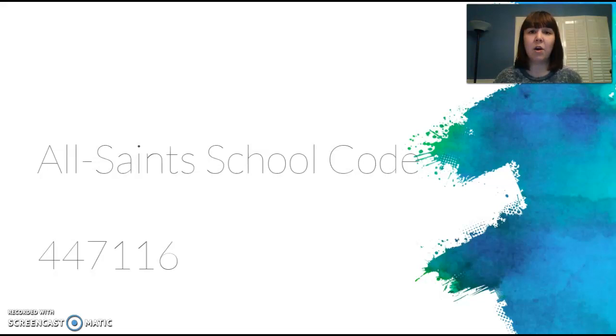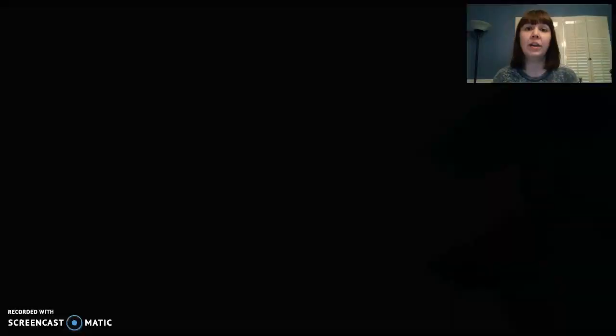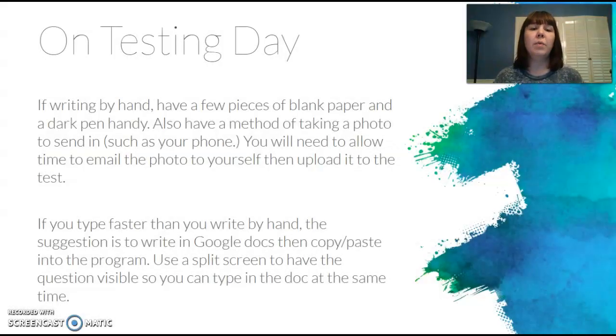That's going to be on your worksheet, as well as if you're handwriting, you're going to need to put your name, your school, and your school code at the top of any sheet that you're working on so that you can take a picture and upload it and they can credit it to you. If you're writing by hand, make sure you have plenty of paper handy. Make sure you've got several pens or pencils in case one breaks or runs out of lead. If you are handwriting, make sure you've got some way of taking a photo, like your phone, and give yourself plenty of time to upload that.